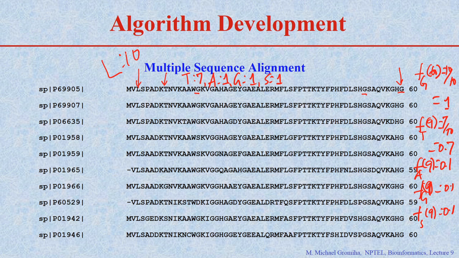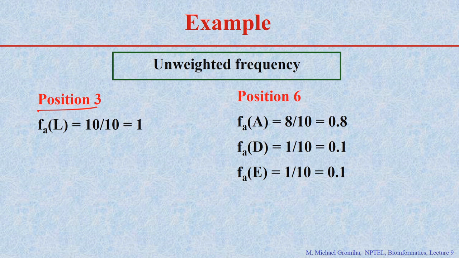If you take position number 6, alanine 8 times, D 1 time, E 1 time. So, now we get the frequency. So, f of A equals 0.8, f of D equals 0.1 and f of E equals 0.1. If we take position number 3 occupied only by leucine, the preference is 10 by 10, which is equal to 1.